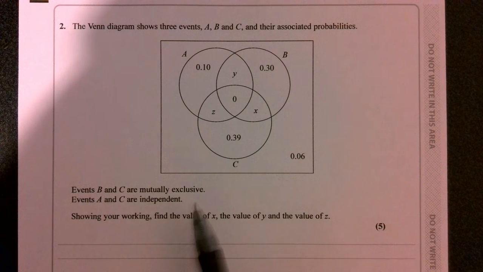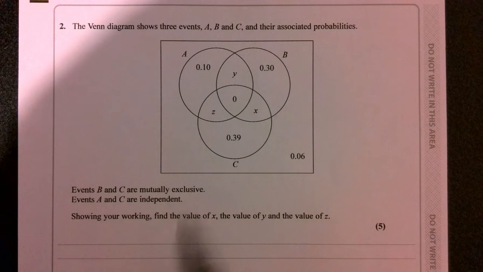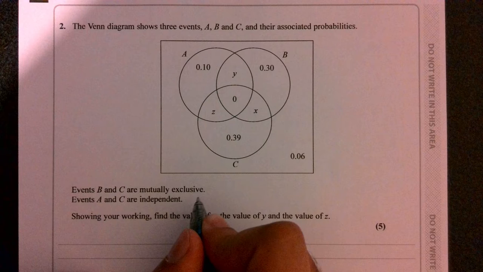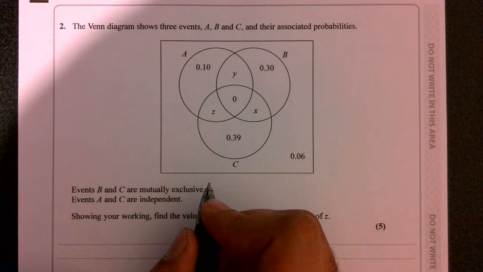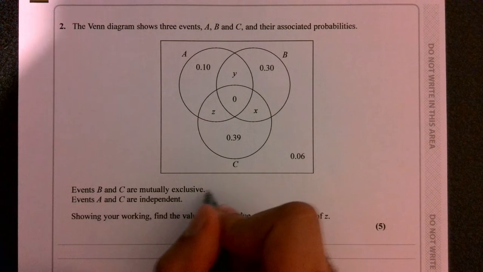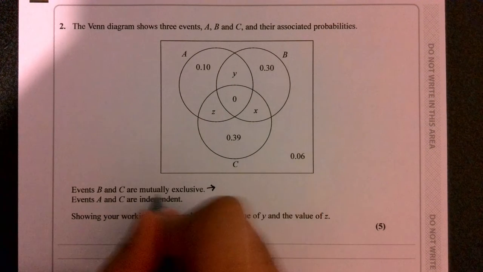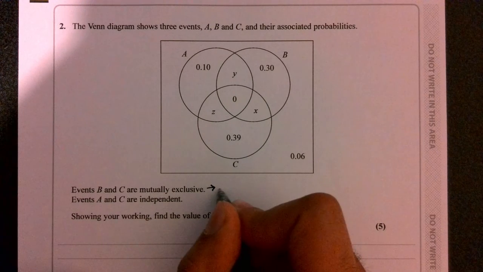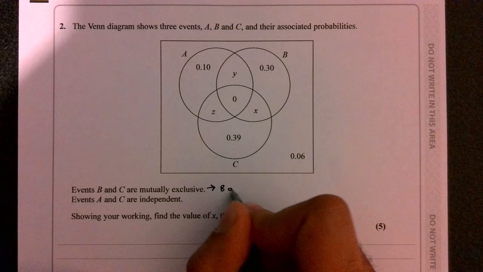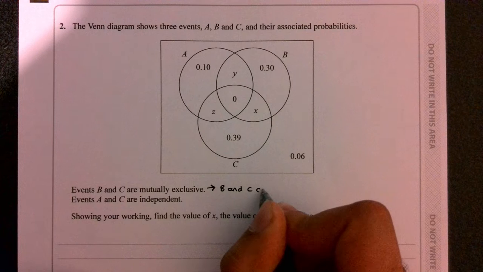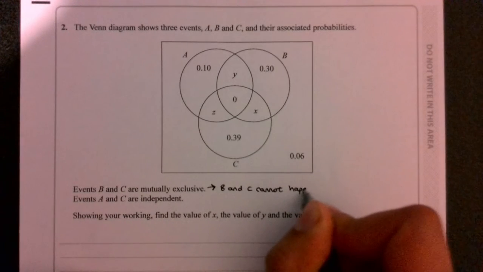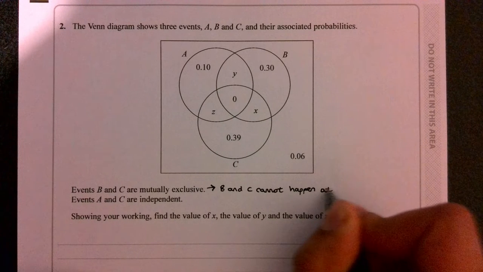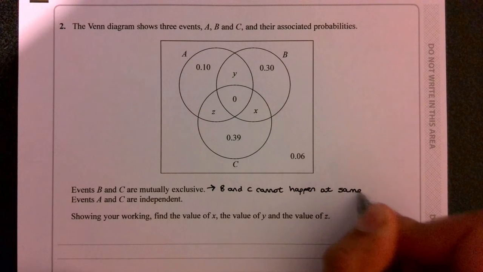Well, first of all, what does mutually exclusive mean? That means that the events cannot happen at the same time. So let's write that down. B and C cannot happen at the same time.